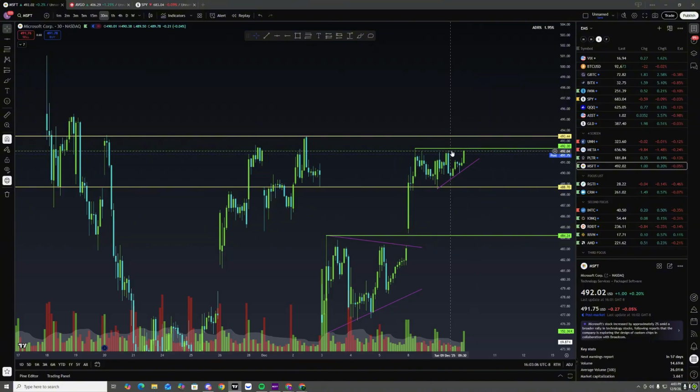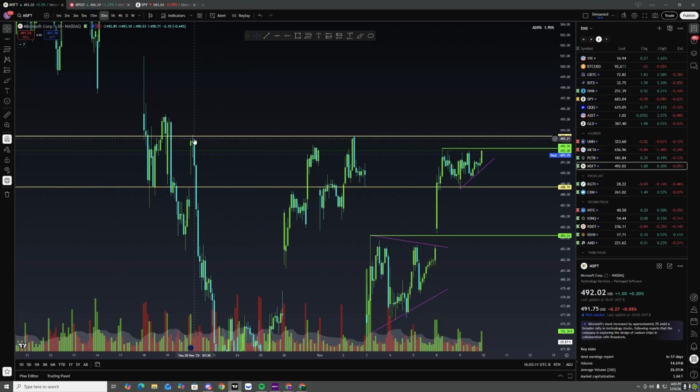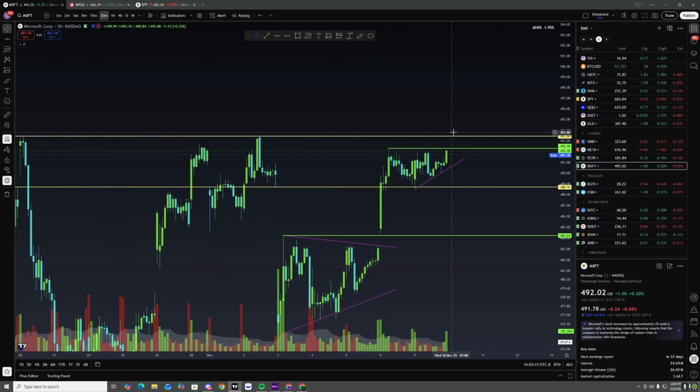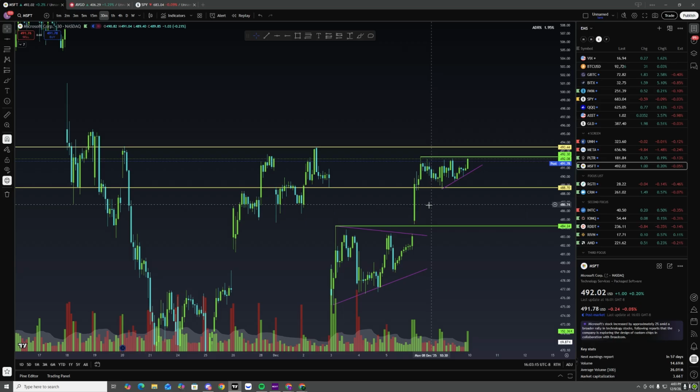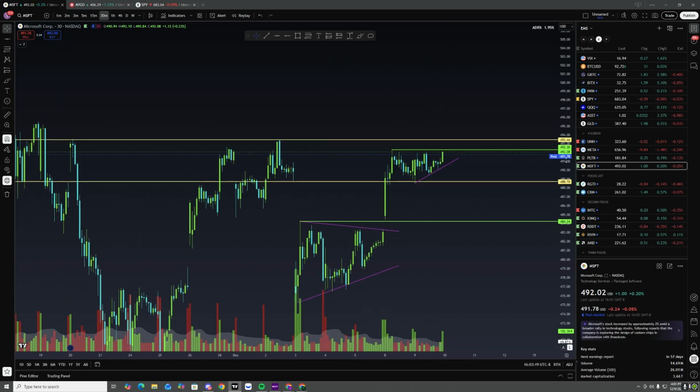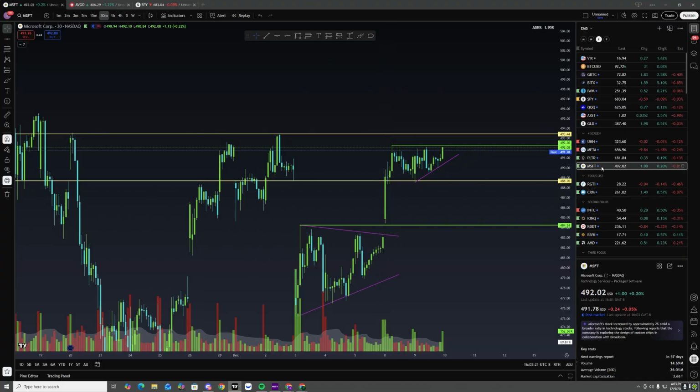But yeah, I'm going to play the break of this resistance into this previous resistance above, right? So again, that's what we're looking for. Price action tightening, waiting for that explosive move, right? Just like right there.